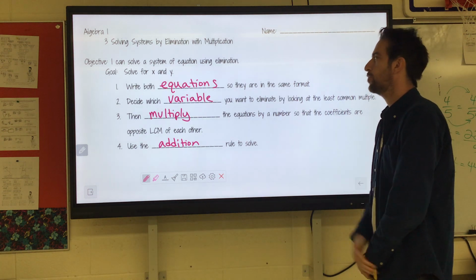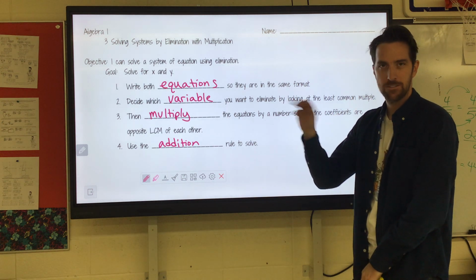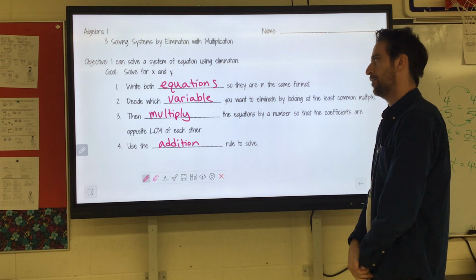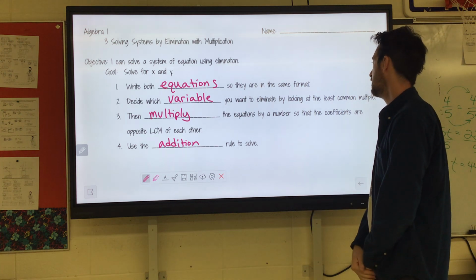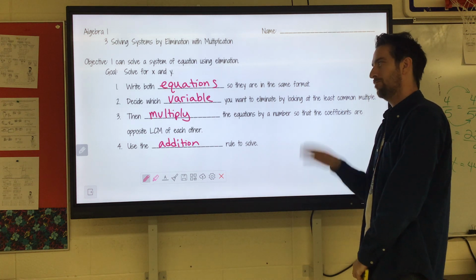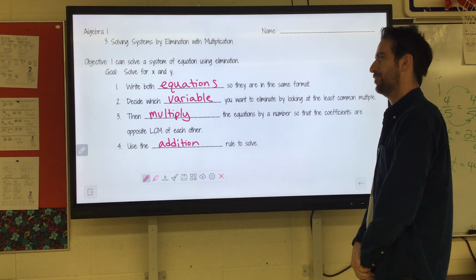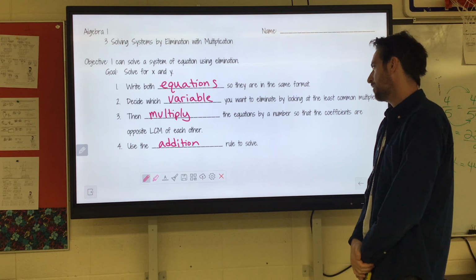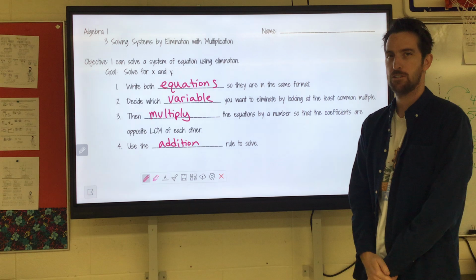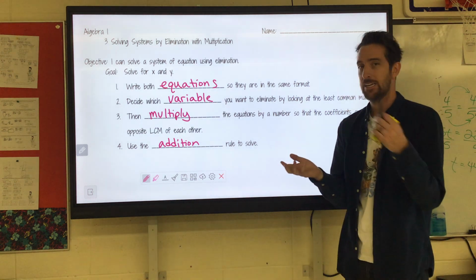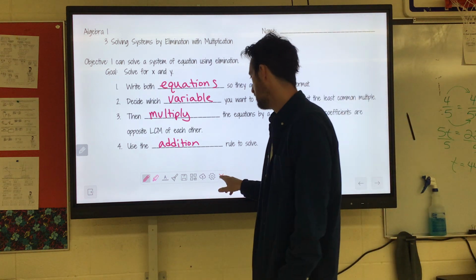We're going to write both equations so they're in the same format. Get the x's and y's on the same side, get everything else on the other side. Decide which variable, x or y, that you want to eliminate by looking at the least common multiple. Not necessarily least common multiple, just a common multiple. We'll see. Then multiply the equations by a number so that the coefficients are opposite LCM of each other. You want positive 12y, negative 12y. And then you use the addition rule like we did yesterday to solve.